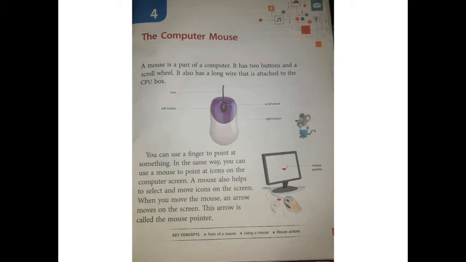Now you can use a finger to point something. We are using a finger like that in the computer. To point something we use a mouse pointer, that we call a mouse pointer. A mouse also helps to select and move icons on the screen. When we move the mouse, an arrow moves on the screen. When we move a mouse on the table, you can observe an arrow moving on the screen. That only we call a mouse pointer.